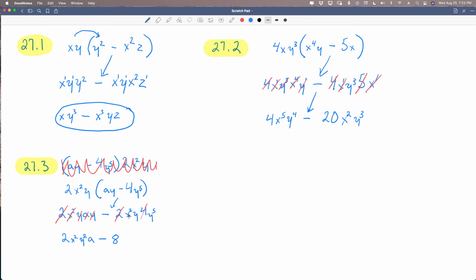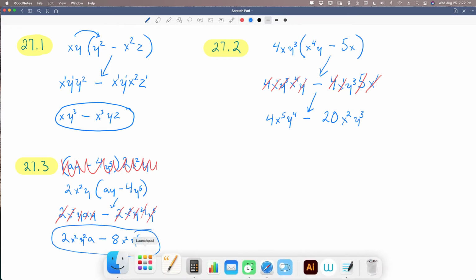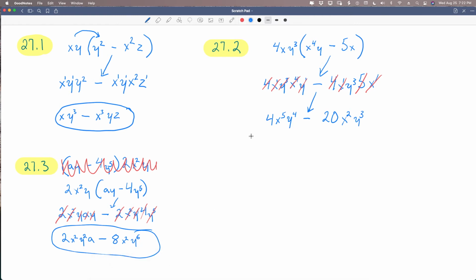Now let's see, we have an x squared. The only x we have. And then we have a y once, and then 5. 1 and 5 is 6. So we've done all of those parts. And this is our answer right here. Okay? Awesome. All right, we're going to do one last one, and then we'll move on.